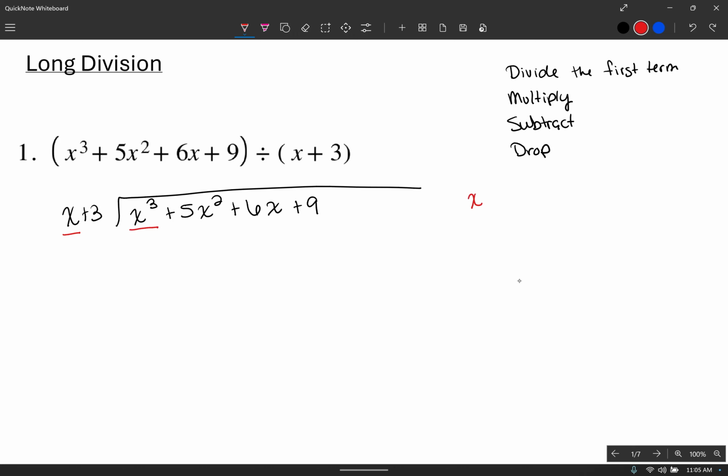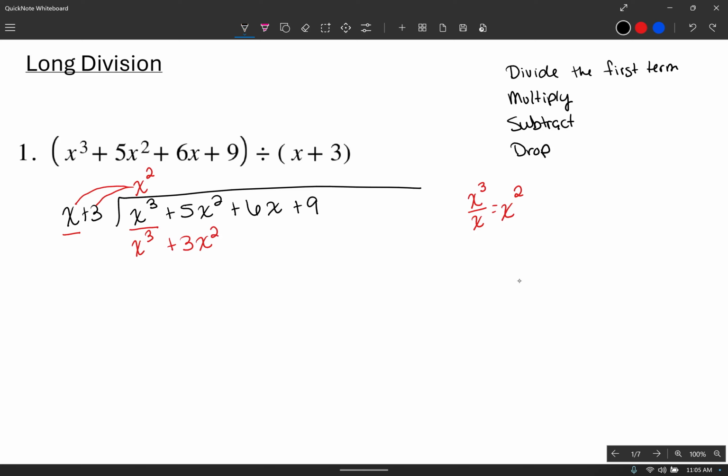All right, so we have x to the third divided by x, which is x squared. That's going to go on top. Remember, when you divide those two, the number always goes on top there. Then you're going to multiply. So I have to take this x squared and distribute it to both of the terms on the outside here. So x squared times x is x to the third. And then x squared times 3 is 3x squared.